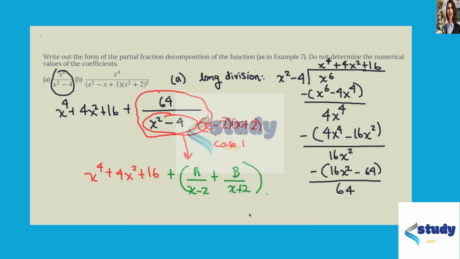And that'll be our answer for part A. Let's go on to the next page for part B. So let me rewrite that down for part B. We have x to the 4 all over, and then we have x squared minus x plus 1, times x squared plus 2 squared.